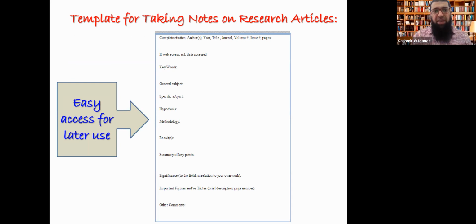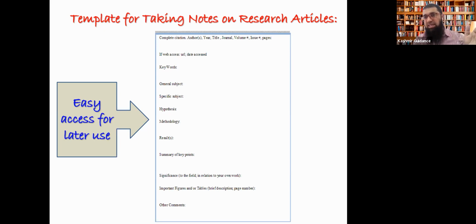This is a sort of easy access for you, because sometimes when you read maybe 100 papers, you will forget what is written in the previous one. So in order to get a quick revision of the research paper relevant to your study, you can make this type of sheet for yourself: the complete citation, author, year, journal, volume, issue, page. You can make this and then print it out for your own papers.